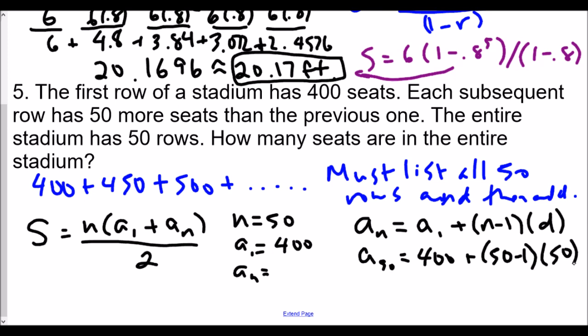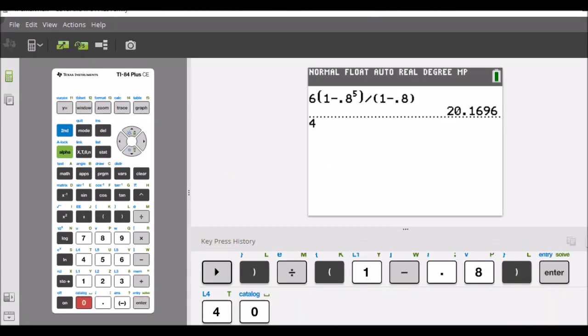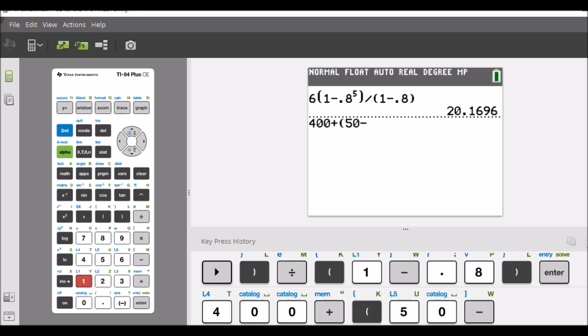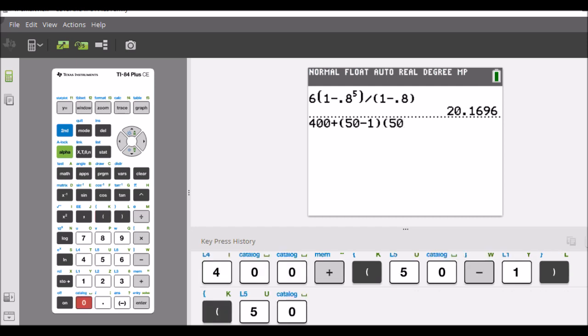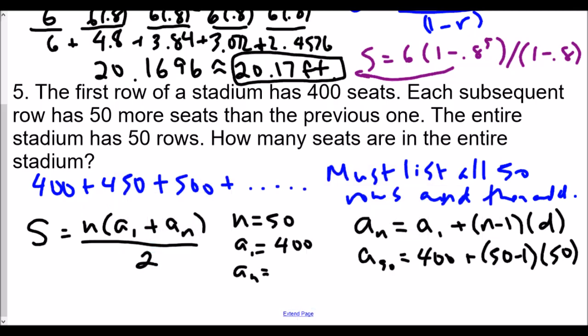And so we'll just enter it into our calculator here. 400 plus, in this case, 50 minus 1. Now, of course, you could type in 49. That's totally okay. But I'm just kind of going with what we did here. And then times 50. And we get 2,850 seats in the last row. Okay? So 2,850.